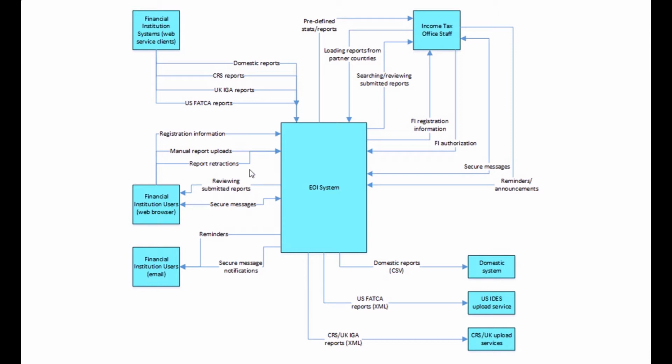This diagram shows the inputs and the outputs of the IGOR exchange of information system. Starting here on the left, we have end users who are working within financial institutions. They access the system using a web browser based interface, so they can register themselves as users of the system and set up records for the financial institutions which they'll want to submit reports for. They can then submit reports through that interface and review the contents of previously submitted reports using the user interface.